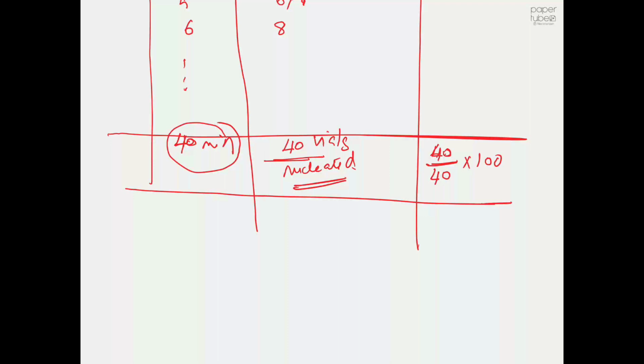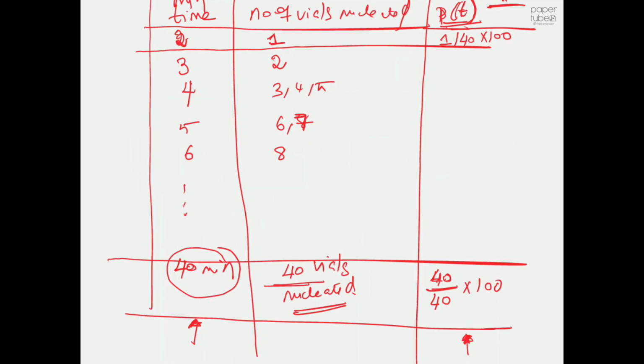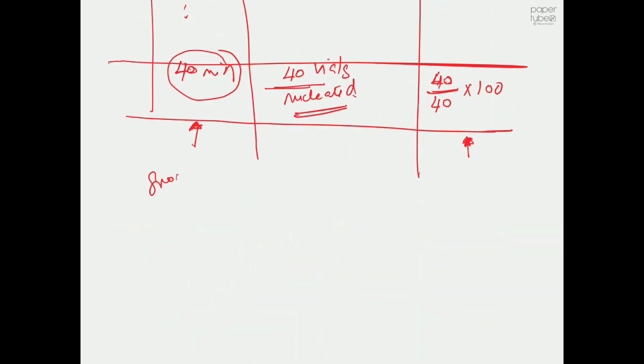So what we have here is time. This is something we can measure experimentally. We can even observe it with our naked eye, and then we calculated the probability of vials getting nucleated. So you have your time. Normally instead of time we call this TG. TG means growth time. In fact, we don't even call this the time of nucleation. We call this the growth time, TG, for a reason.